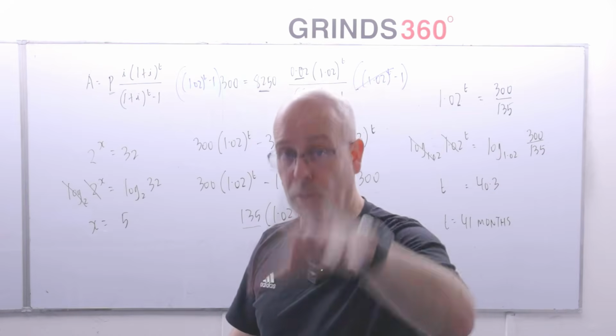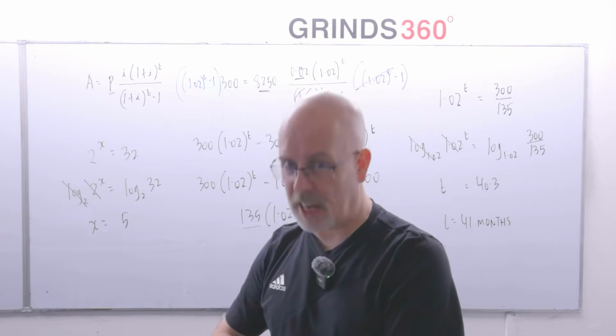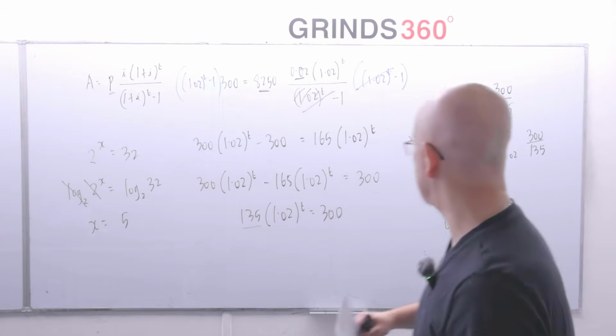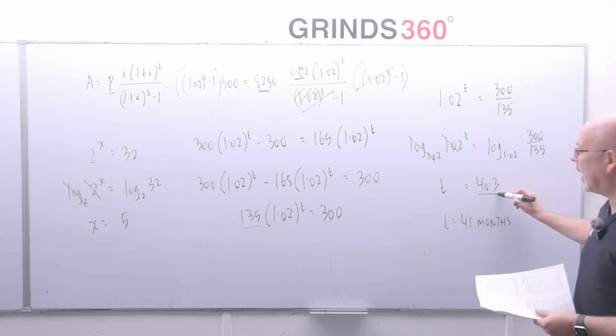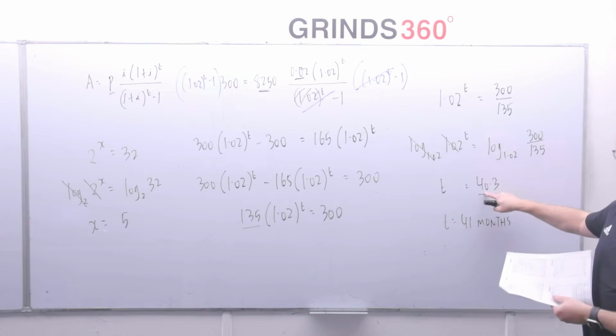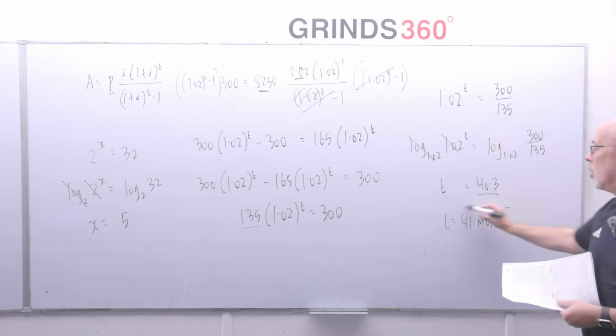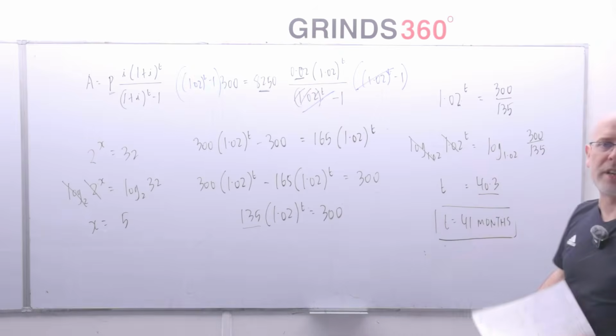She mightn't have to pay a full €300 in month 41, but she'll have to pay a 41st monthly payment. So you always round that up. It just means that number is not enough, so we need the next one. So 41 months is how long it'll take her. The best part of 4 years.